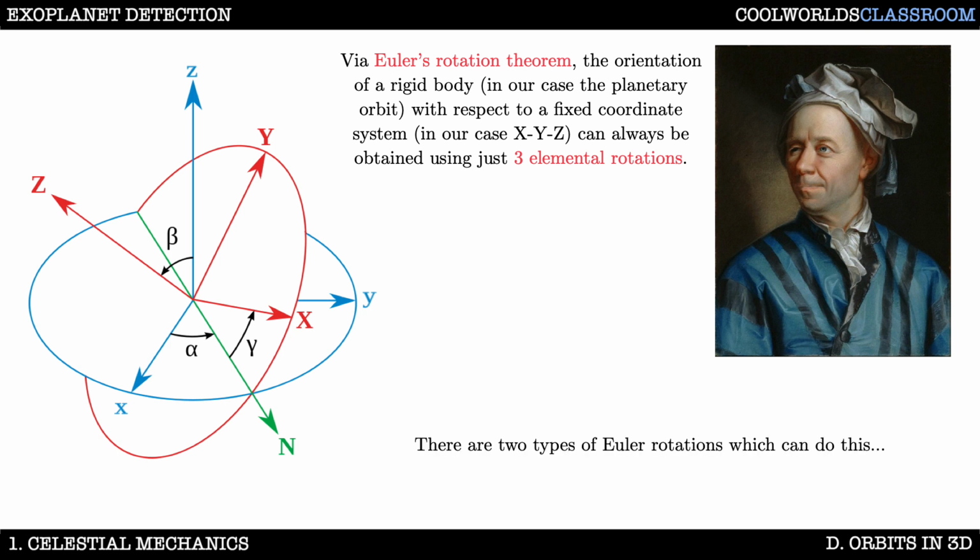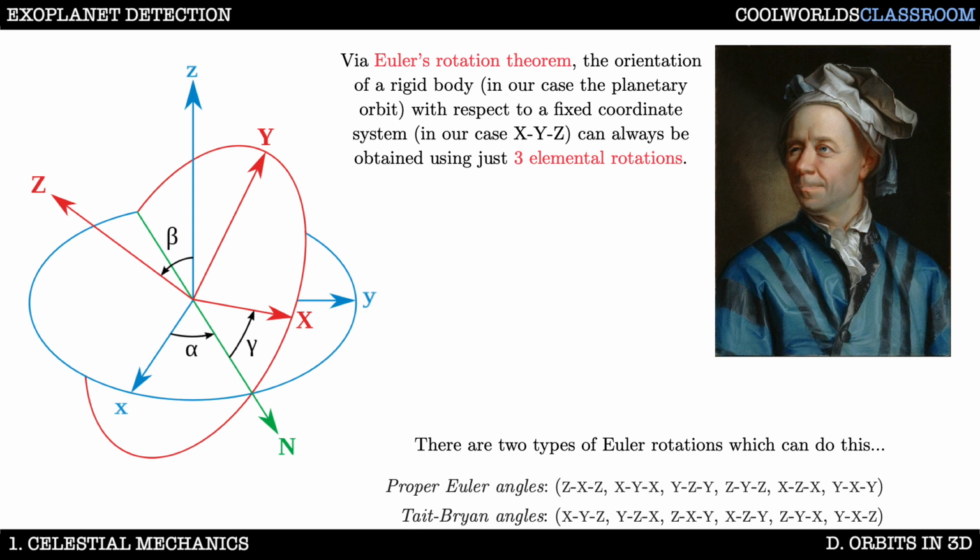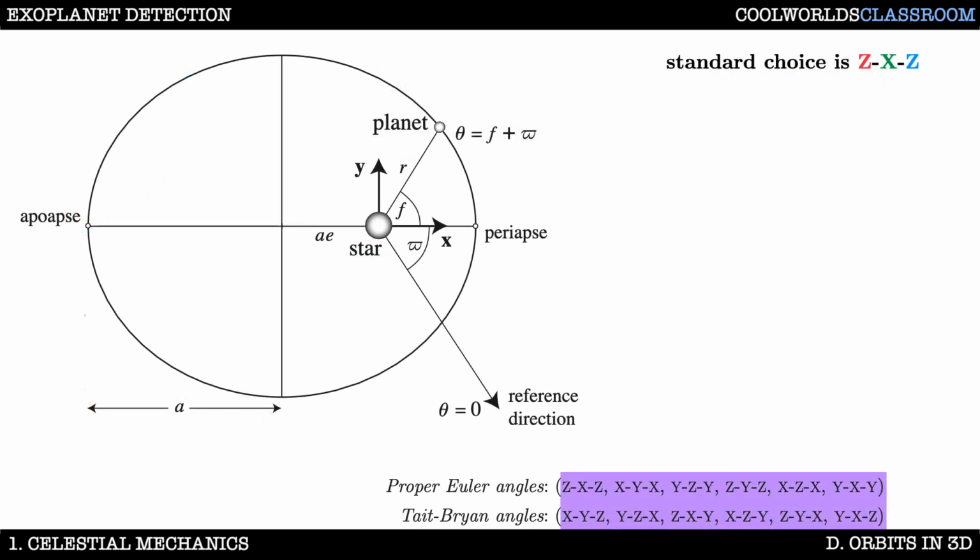It turns out there are 2 different ways of doing this. There's the Tait-Bryan angles, which are just 3 different axes, so A, B, C, and the proper Euler angles, which always repeat the first rotation again at the end. So that would be A, B, A. But as you can see, that still leaves a lot of options on the table. Now in celestial mechanics, the historical, conventional, standard choice here is Z, X, Z.